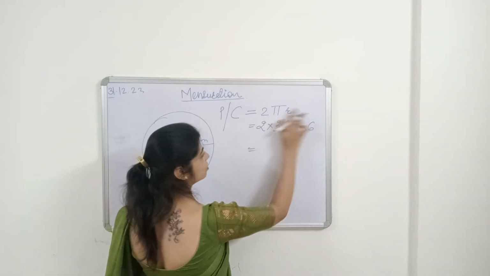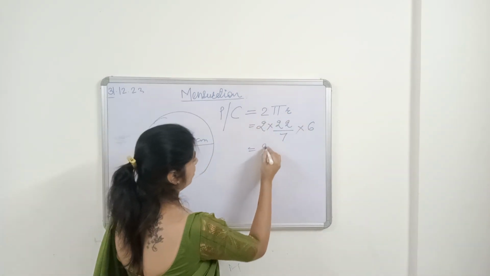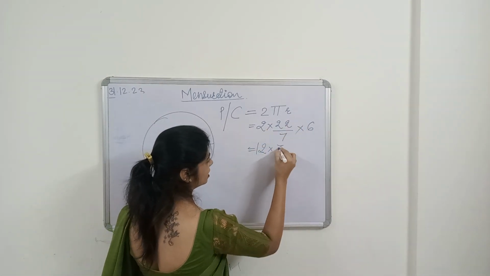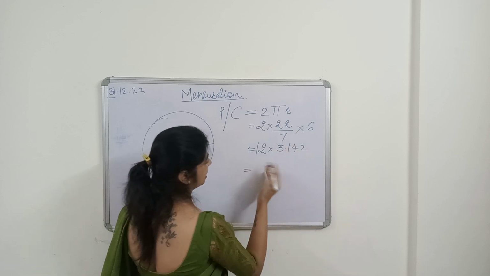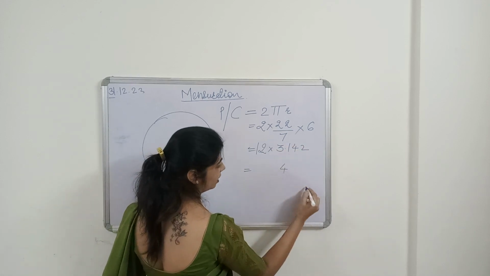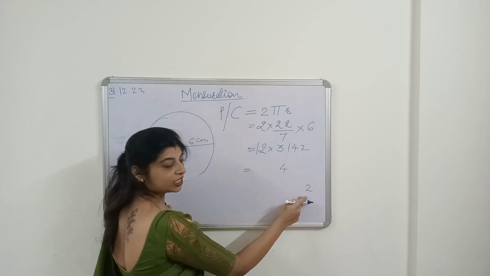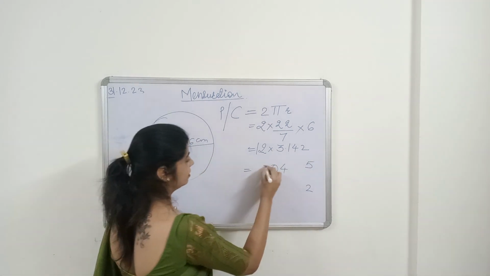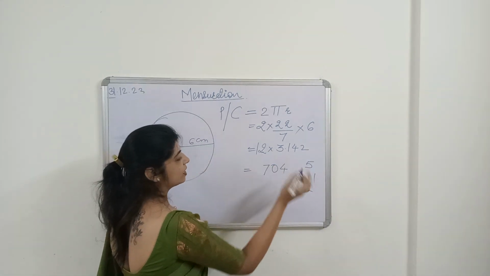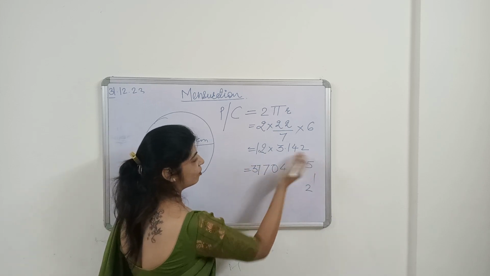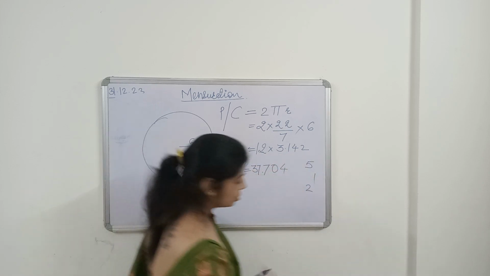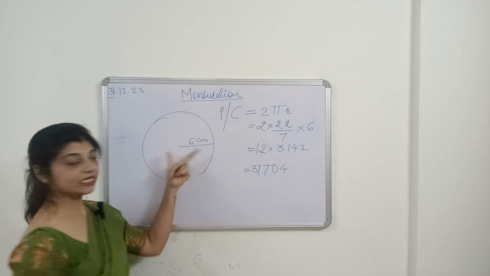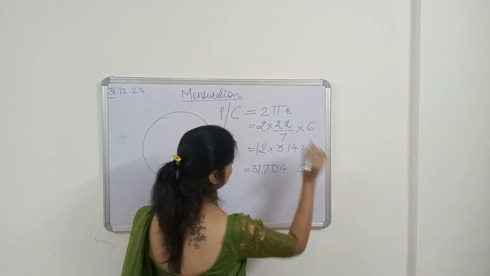Now here 7 is odd and these are all even, so it comes in decimal. So better, 2 into 6 you take as 12, and convert the fraction as 3.142, and then you can calculate. 12 2s are 24, carry 2. 12 4s are 48 plus 2 is 50, carry 5. 12 1s are 12 plus 5 is 17, carry 1. 12 3s are 36 plus 1 is 37, and from your right after 3 decimals put the decimal point. So 37.704 is the circumference of the given circle with radius 6 centimeters, and as it is a circumference, that means perimeter, the unit is centimeters only.